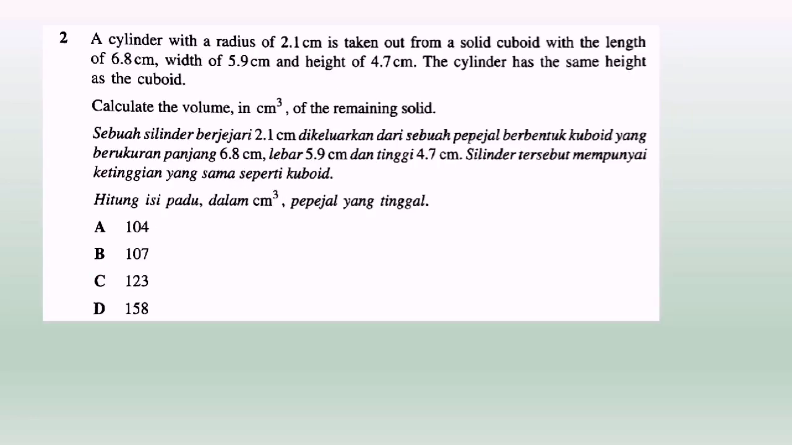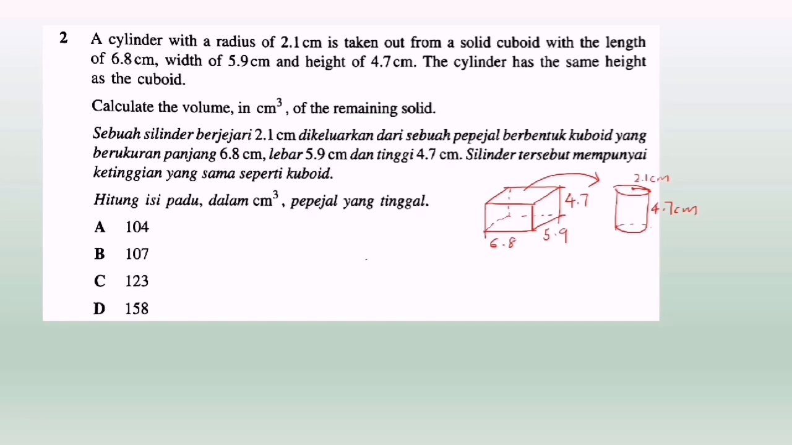Question number 2. A cylinder with a radius of 2.1 cm is taken out from a solid cuboid with length of 6.8 cm, width of 5.9 cm, and the height of 4.7 cm. So I try to draw a cuboid. The length is 6.8 cm, width 5.9, and height 4.7. A cylinder with a radius of 2.1 cm is taken out from the solid cuboid. Okay, now we calculate the volume in centimeter cube of the remaining solid.